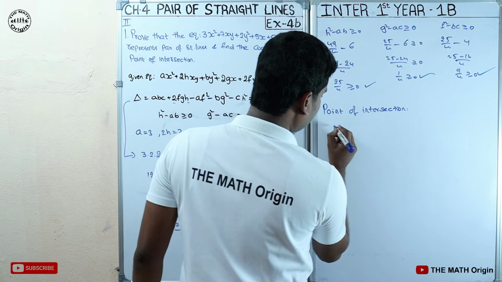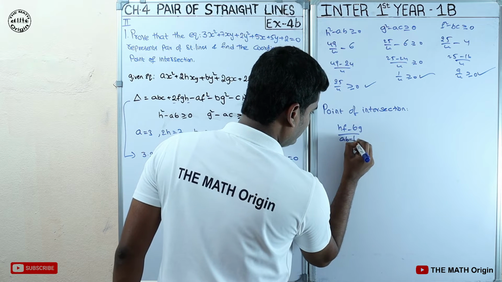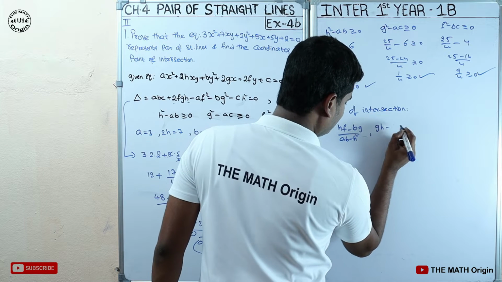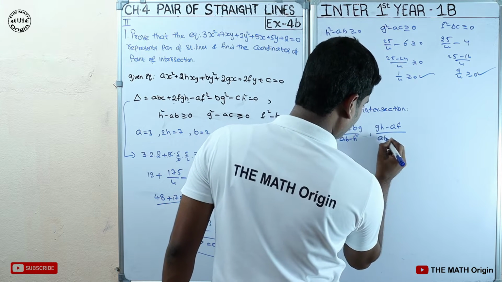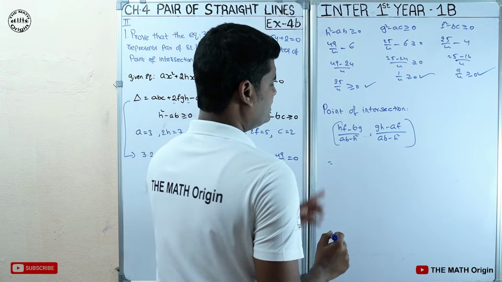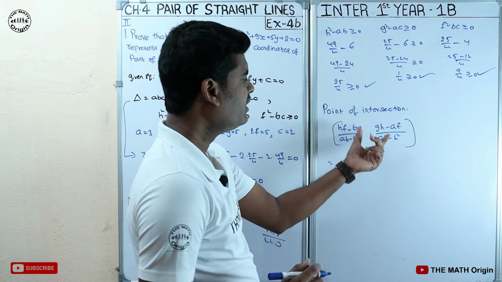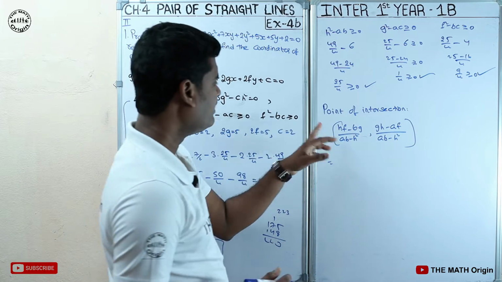The point of intersection is (hf minus bg) by (ab minus h square), (gh minus af) by (ab minus h square). Okay, (hf minus bg) by (ab minus h square), (gh minus af) by (ab minus h square) is the point of intersection for the pair of straight lines equation. Okay, let's substitute these values here.